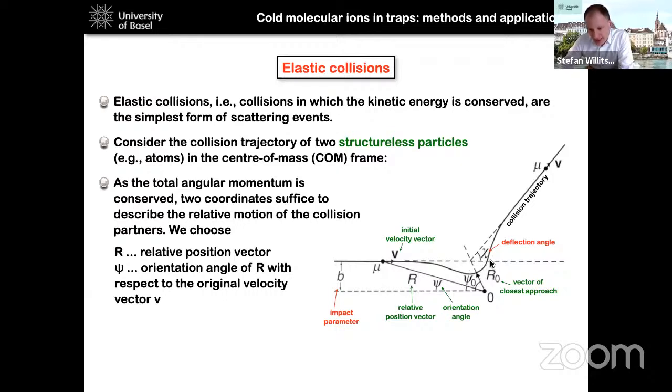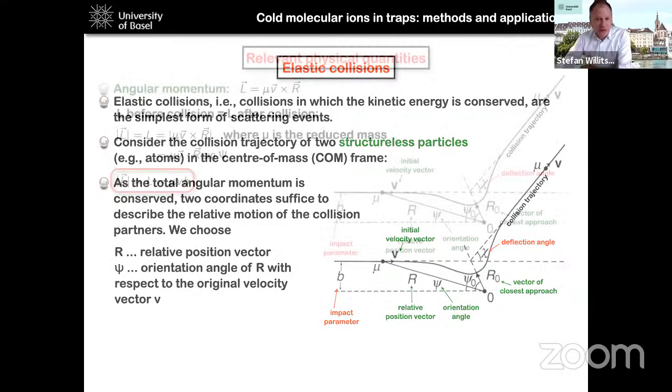And during such an elastic collision, what typically happens is that the velocity vector gets deflected by a certain deflection angle. What is also an important quantity is this impact parameter here. You can understand the impact parameter if you draw a parallel line to the initial velocity vector and the line that goes through the center of this coordinate system. Then the asymptotic perpendicular distance between these two lines is what is called the impact parameter. And this impact parameter will play an important role later on.